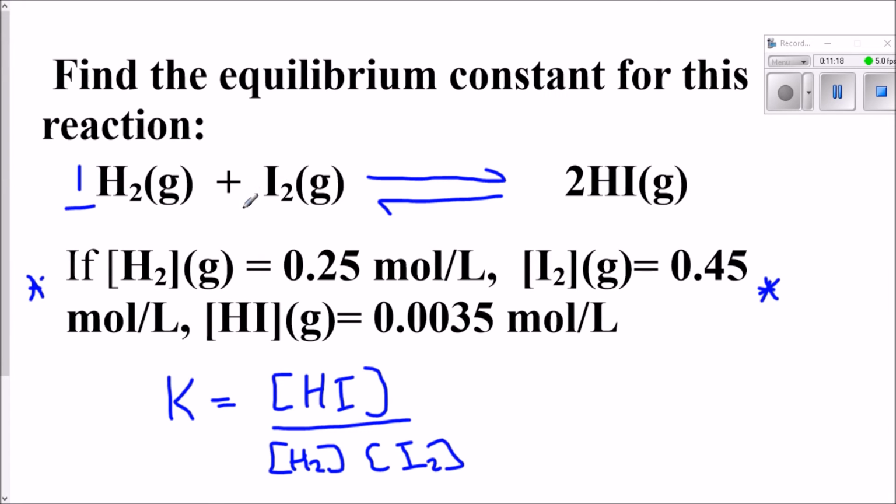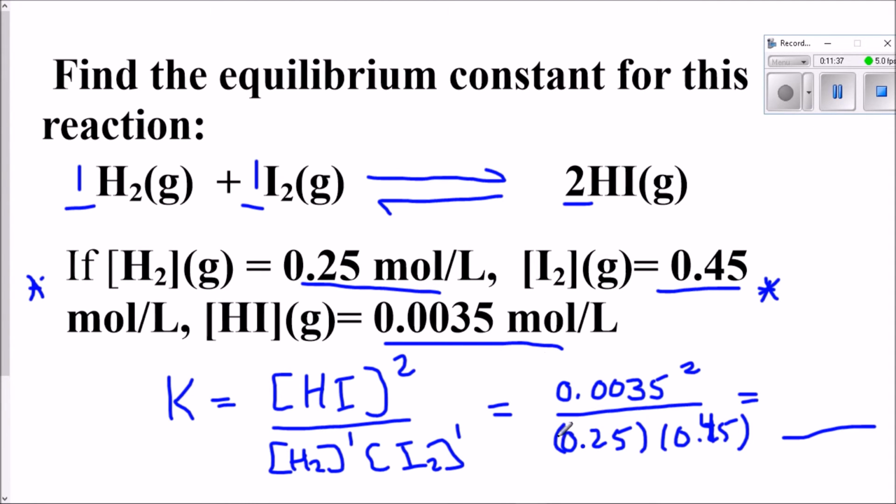H2 has a coefficient of 1 and I2 has a coefficient of 1, so each has an exponent of 1. HI has a coefficient of 2, so it has an exponent of 2 here. Now, to find the equilibrium constant, assuming that these concentrations are at equilibrium, all we have to do is substitute our numbers in. So here you can see I've substituted my values in, and you'll notice I didn't include any units. K is a unitless quantity, and it's going to tell us a little bit about the equilibrium, but it doesn't contain units. So let's find our answer for this equilibrium.